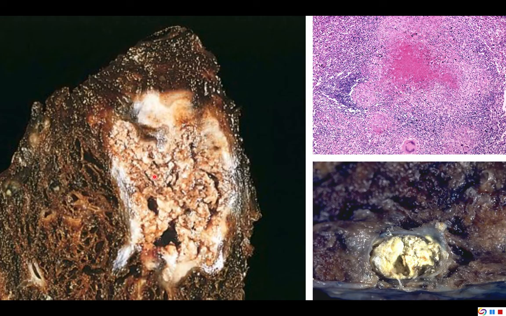This example is cheesy looking, so we call this caseous necrosis. Here, these are both examples of caseous necrosis. This is classically going to be found in a tuberculosis infection, or a TB infection. We call it that because it looks cheesy, so caseous necrosis. But on histologic examination, it doesn't really have that appearance.